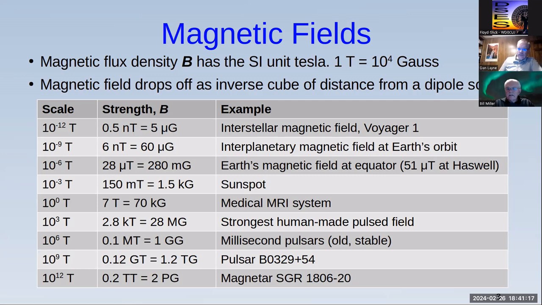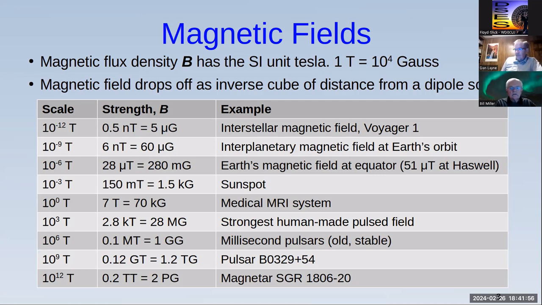Then the Earth's magnetic field at the equator is 28 microtesla. As you go north, it increases, and at Haswell, it's 51 microtesla, or it was yesterday. These Earth magnetic field measurements are actually from the NOAA model in Boulder, because we don't have our magnetometer installed yet, but when we do, we'll be able to use the models to verify that we're getting it right. Then the middle one there, sunspots, are roughly 150 millitesla.